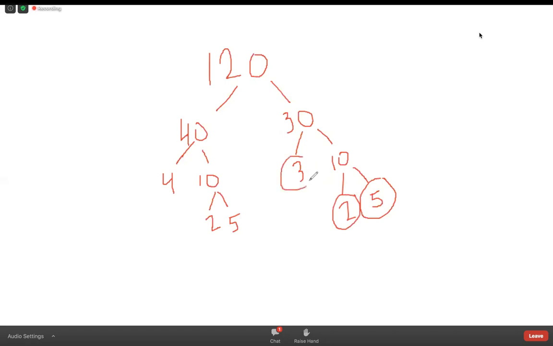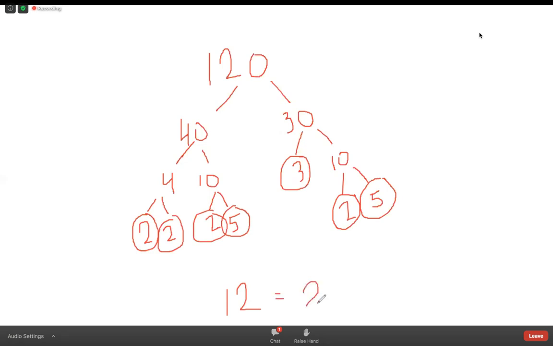3 is a prime number as well. On this side, 2 and 5. But 4 we can break down more. So what can 4 turn into? 4 will turn into 2 and 2. Good. 2 and 2. So now we have all the prime factors of 120. So we broke it up. And now the prime factorization of 120 is 2 to the power of 4.